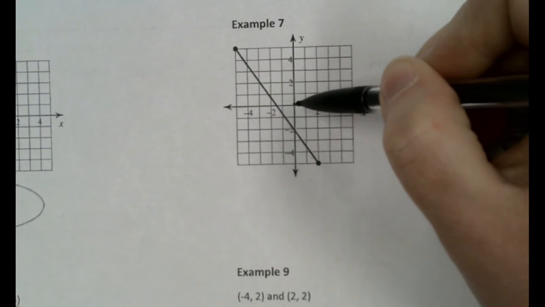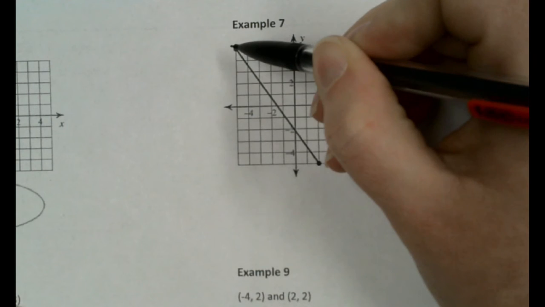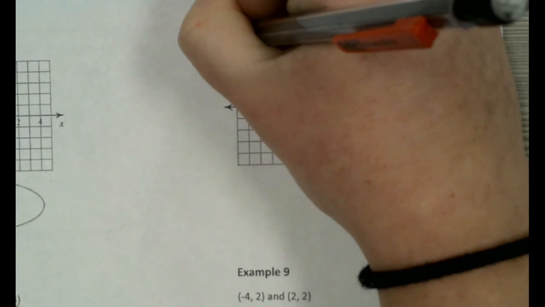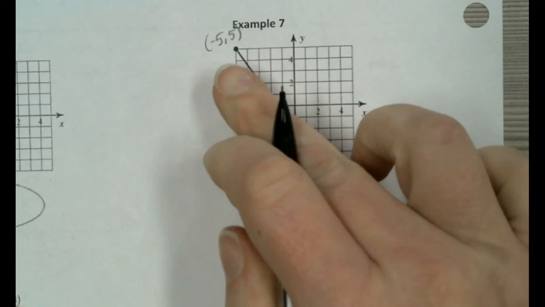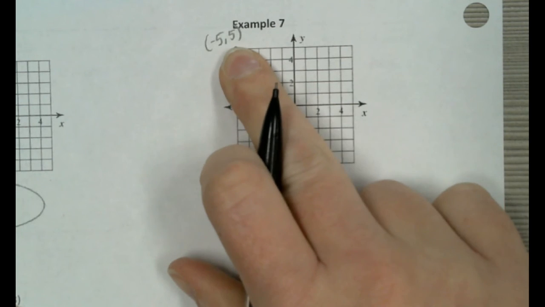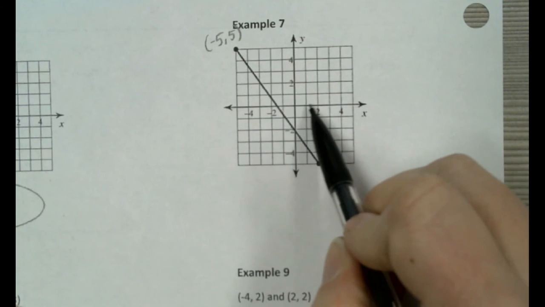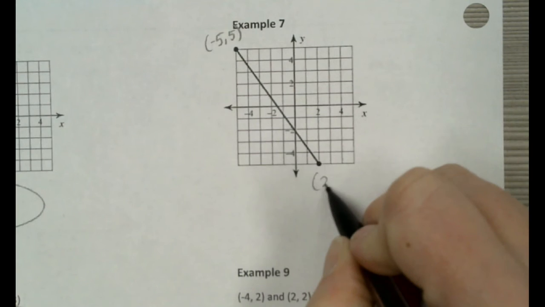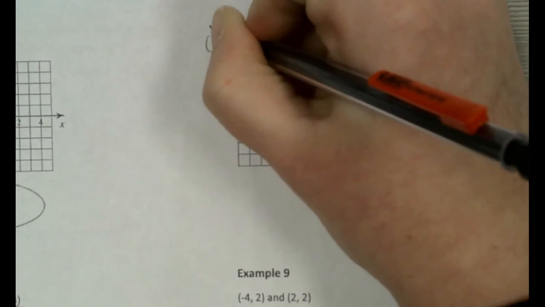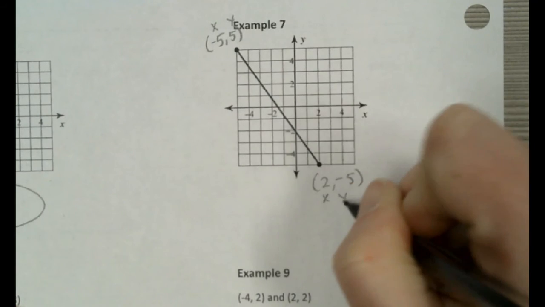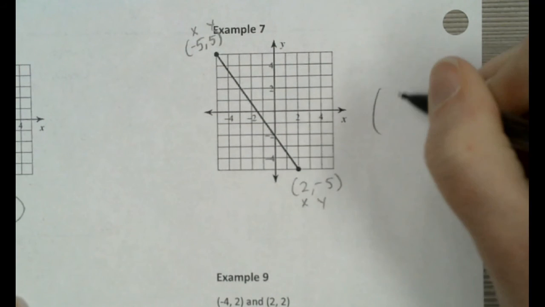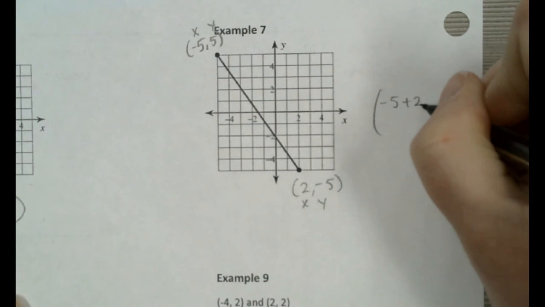So I've got this point is -5, 5. So first, to use your formula, you need to know your points. One of them is -5, +5. And then this one would be +2, -5. So these are my points. And I'm going to use the formula. So I'm going to add my x's. That would be -5 plus 2, and then divide by 2.